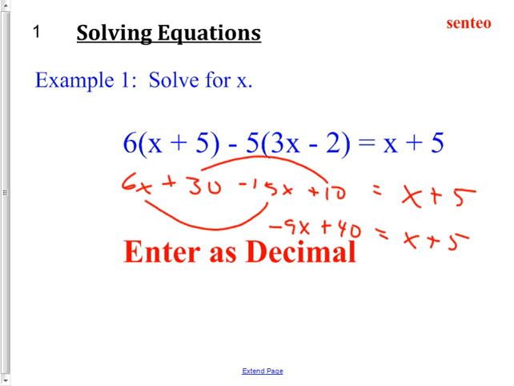Next one is, I'm going to get rid of the smaller of these two. That one's smaller than this one is, so I'm going to get rid of that one. Add 9x to both sides. 40 equals 10x plus 5. Anybody make a mistake in there? All right, one person, thank you.